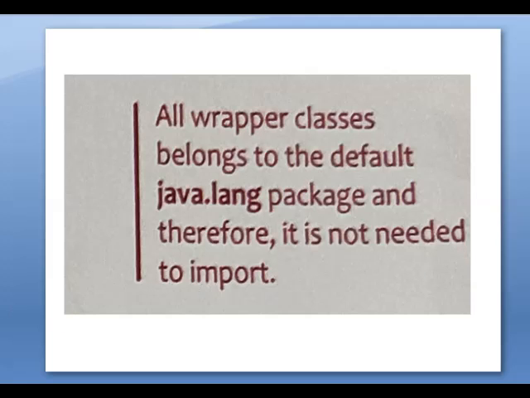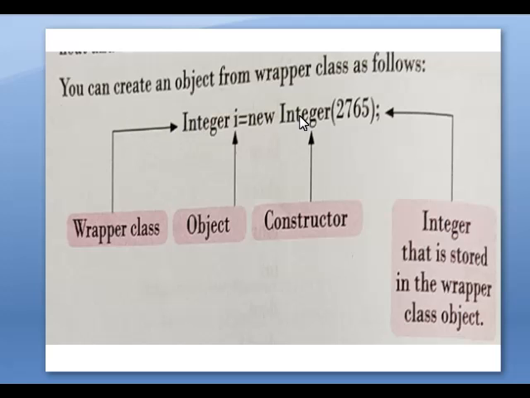Now how to create an object from a wrapper class. You can create an object from a wrapper class as follows. We are going to create an Integer object: Integer i equal to new Integer of some value. Integer is a wrapper class, i is the object, and new Integer is the constructor. The integer value 274565 is stored in the wrapper class object.